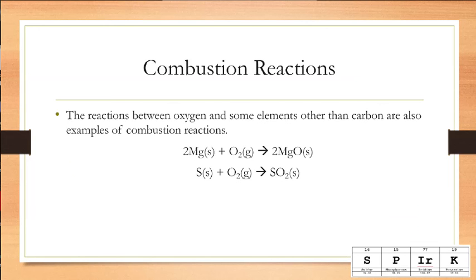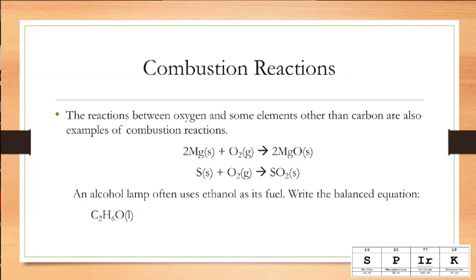But there are other types of combustion reactions, and these are of metals or nonmetals. So these reactions between oxygen and some elements other than carbon are also examples of these combustion reactions. We can have magnesium burn in oxygen, which produces MgO, and sulfur burn in oxygen, which produces SO2. An alcohol lamp often uses ethanol as its fuel. So let's write the balanced equation for the combustion of ethanol.